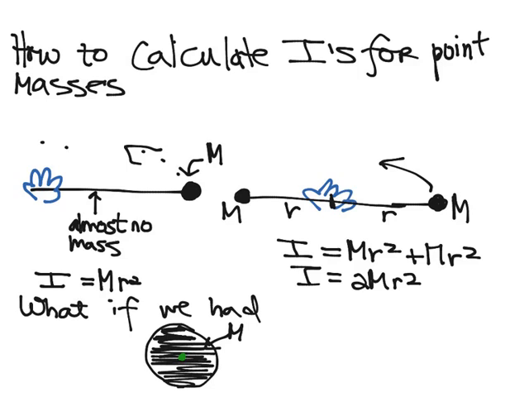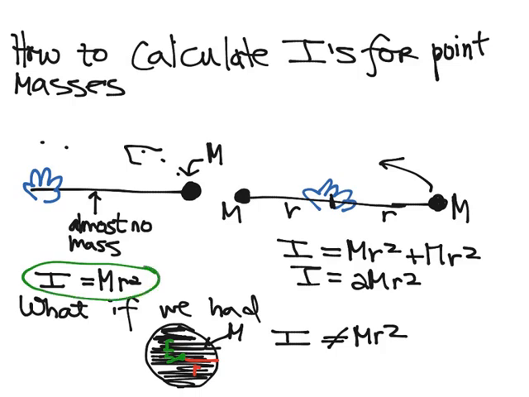We can't just use, and I'm just going to write I is not equal to mr squared, because while some of the molecules are a distance r from the center, some of them are only r/2 away from the center, and some of them are right at the center. So each molecule that had a mass is not going to have the same amount of rotational inertia.